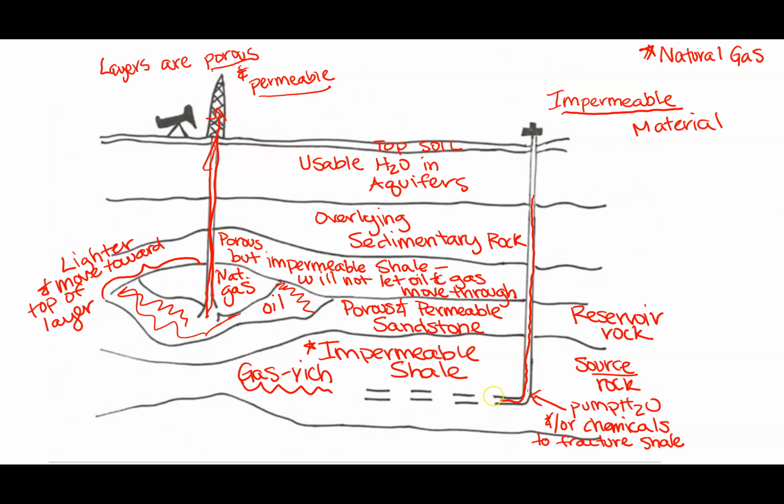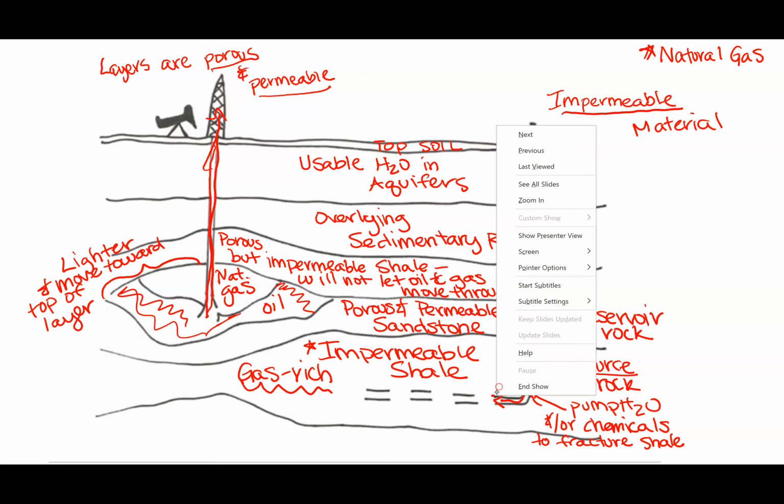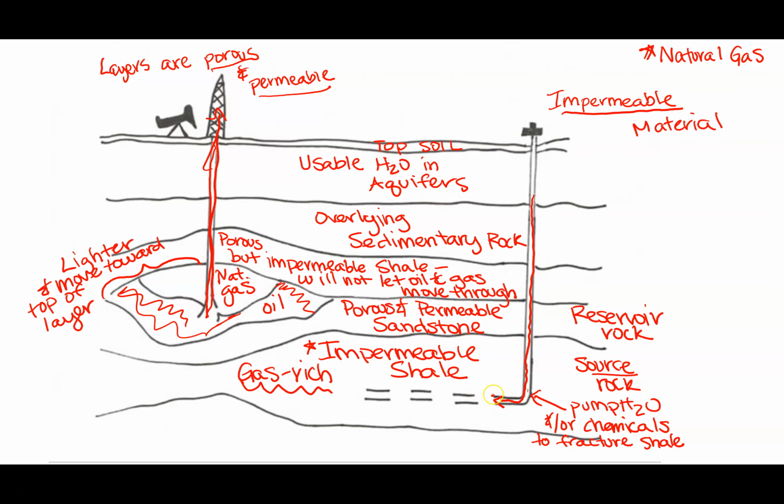Okay, then as it goes down here and they increase the pressure, what we're trying to do is make this rock permeable. We want spaces to connect in those grains, all right? So we need cracks so that the oil and gas can travel through those cracks to this pipe, and then we can suck it up.